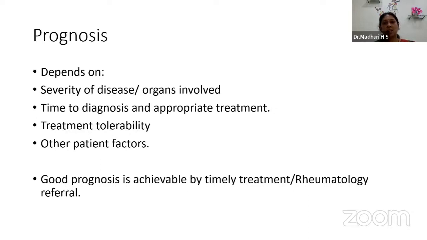So there are all these aspects along with the social aspects, very important but underrated. If the patient's family is educated and financially well-to-do, then the prognosis is much better than in patients who do not have this privilege. Okay, so good prognosis is achievable by timely referral to an expert doctor or a rheumatologist.